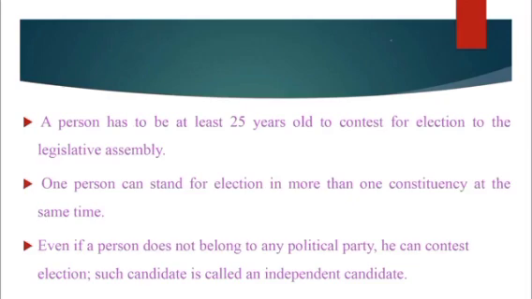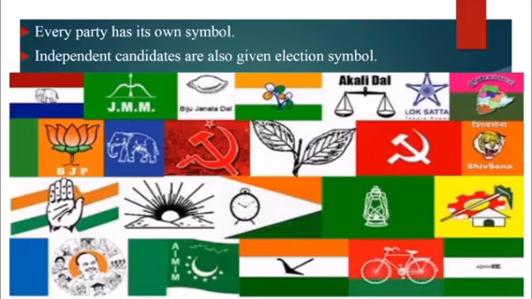A person has to be at least 25 years old to contest for election to the legislative assembly. One person can stand for election in more than one constituency at the same time. Even if a person does not belong to any political party, he can contest election. Such a candidate is called an independent candidate. Then, every party has its own symbol. Independent candidates are also given election symbols. Here, we can see the pictures of different kinds of symbols.